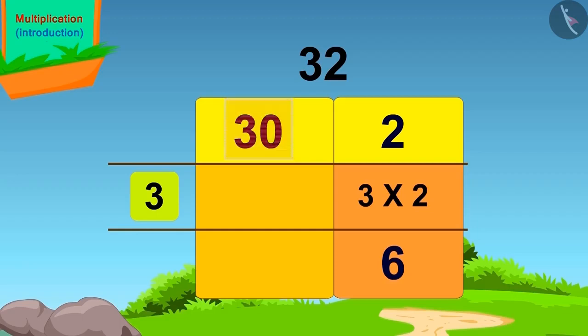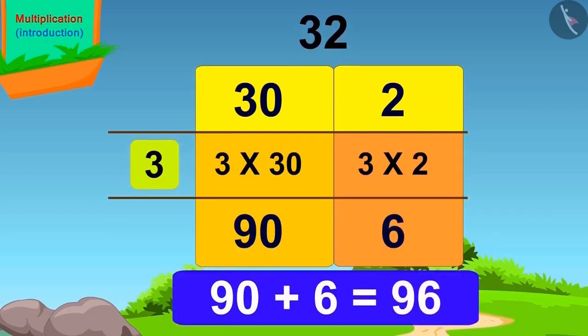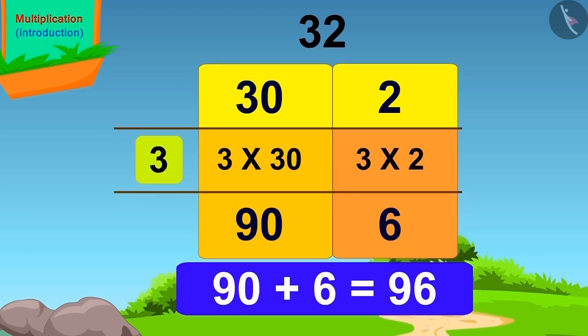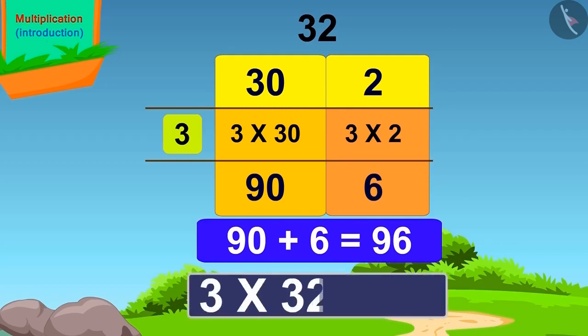Now we will multiply 30 by 3. 3 times 30 is 90. We write this answer here. Now it's very easy. On adding 6 and 90, we get 96. This way, we got our answer. 3 times 32 is 96. Okay? There were a total of 96 ants.